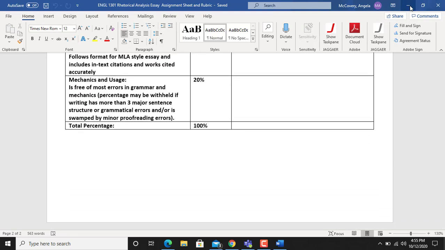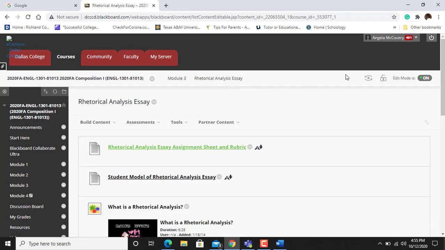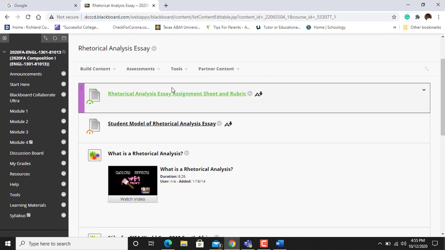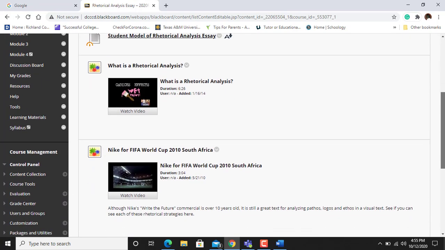Now, let's go back into the rhetorical analysis essay folder. That's the assignment sheet and rubric. Here is a student model of the rhetorical analysis essay. It's old as dirt, but that's okay.